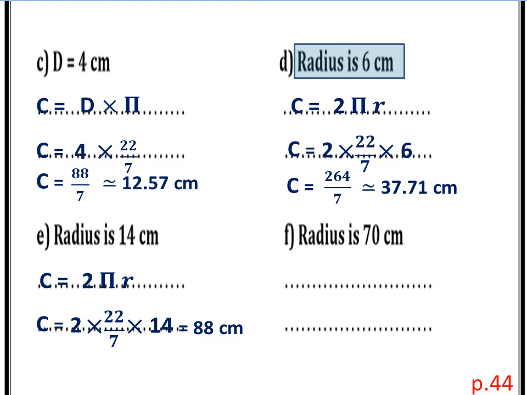The radius is 70 centimeters. So C equals 2 pi r, using the radius because he gave us the radius. And now C equals 2 times 22 over 7 times 70. When we calculate it on the calculator, the answer will be 440 centimeters.